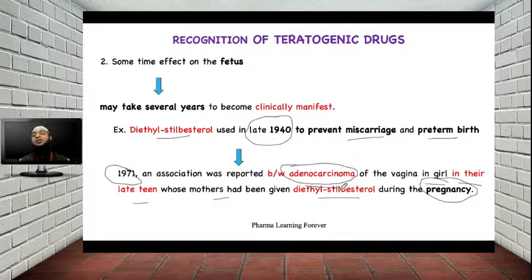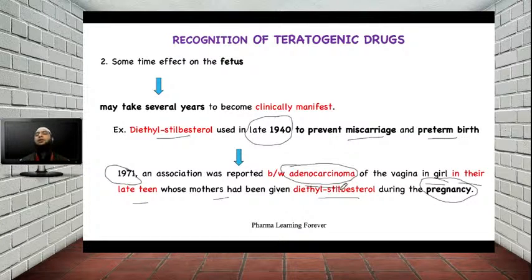So when this came to the picture, there was a retrospective study where they looked back into the history. They identified all those mothers who had been given diethylstilbestrol. They checked the database, and they saw that all those female children, when they reach adulthood, most of them suffer from adenocarcinoma. So this is how this adverse effect was traced back.